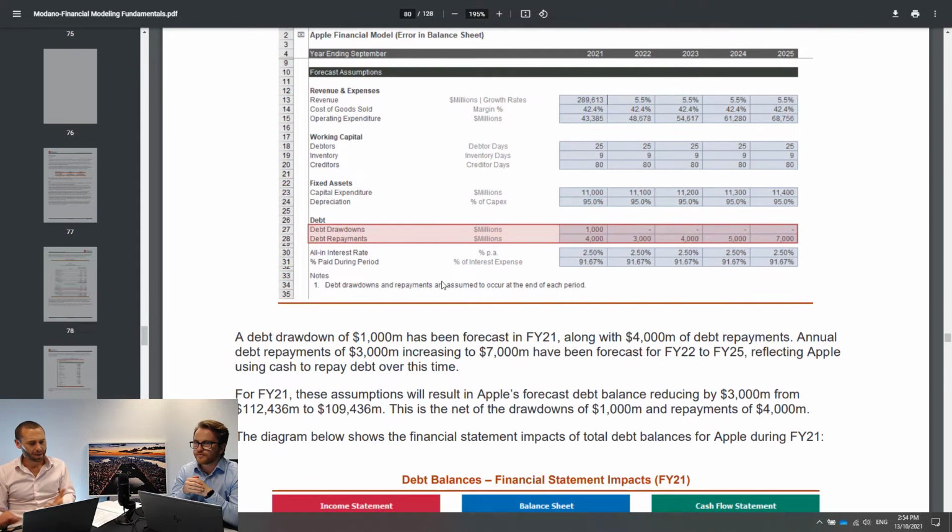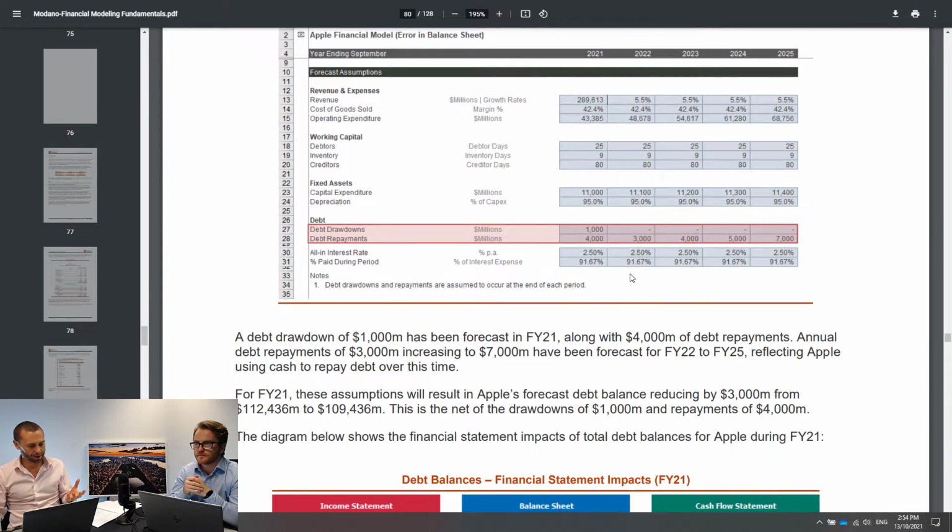So here, we're forecasting at the moment, we'll just put some numbers in to make it work because you could forecast anything. We forecast $1 billion being drawn down in 2021, which could be a refinance, along with $4 billion of repayments. So a net repayment of $3 billion. And then we've just got repayments, because we're pumping cash. I'll explain that when we get to our dividend situation with this model, because this is where modelling Apple is really interesting, the capital structure stuff. But we're forecasting basically increasing to $7 billion a year of repayments.